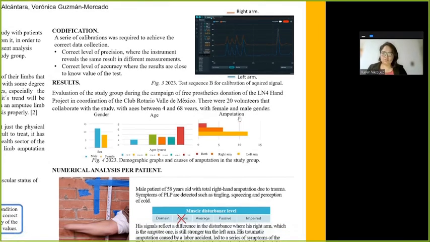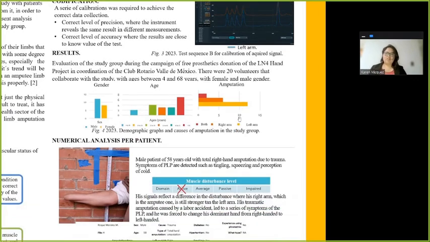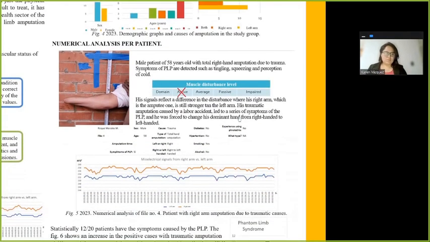The results were applied in the study group during the campaign of free prosthetics donations of the LN4 hand project in coordination with the Club Rotario Valle de Mexico. There were 20 volunteers that collaborated with the study, with ages between 4 and 68 years old. The numerical analysis per patient was like this sample that we can see here.